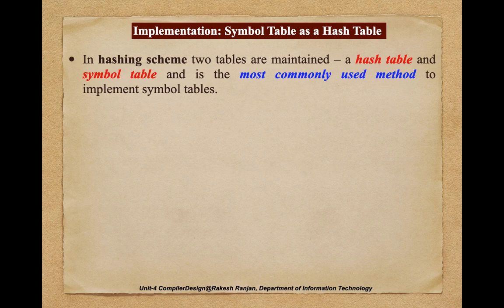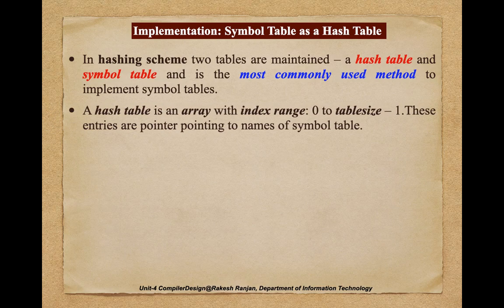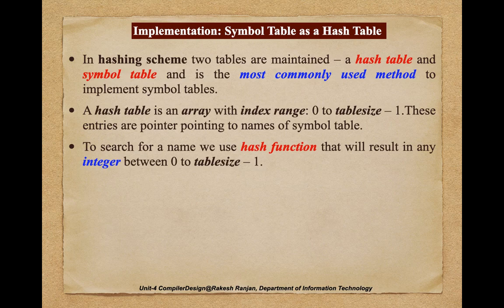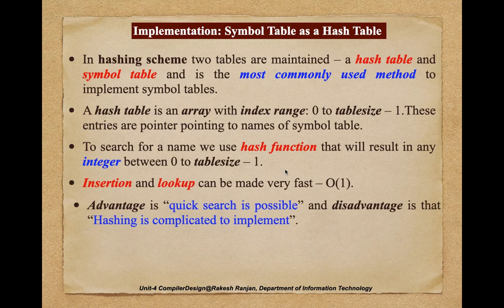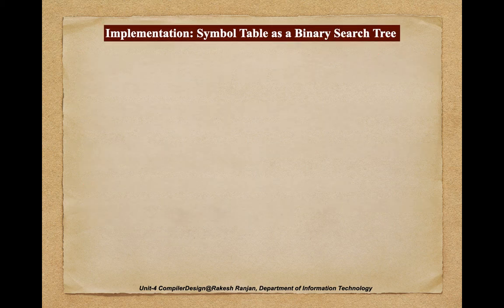An implementation of symbol table with the help of a hash table. The hashing scheme uses two tables, hash table and symbol table, and it is the most commonly used method to implement the symbol table. A hash table is an array with index range 0 to table size minus 1. These entries point to the names in the symbol table. To search for a name, we use the hash function which will result in an integer between 0 and table size minus 1. Insertion and lookup can be made very fast, that is big O of 1. The advantage is that quick search is possible. The disadvantage is that hashing is complicated to implement.